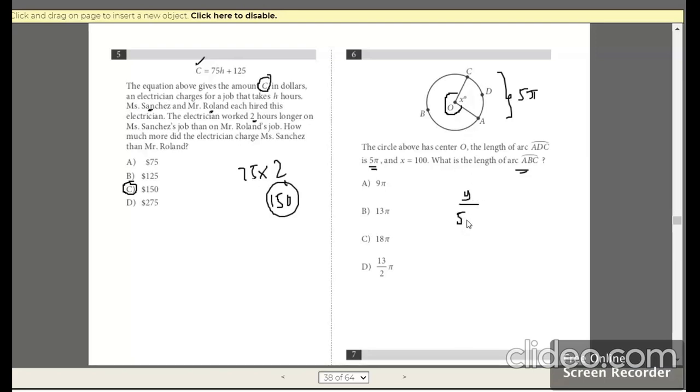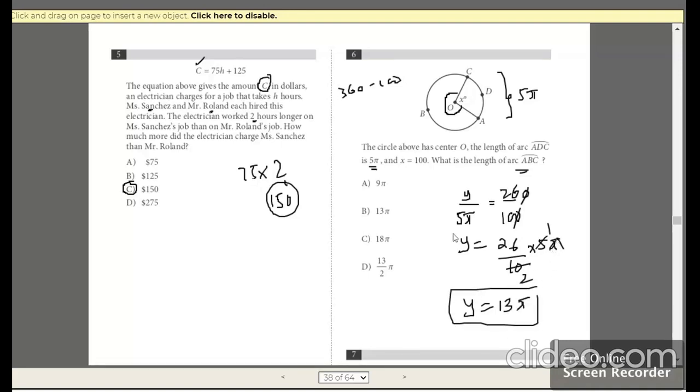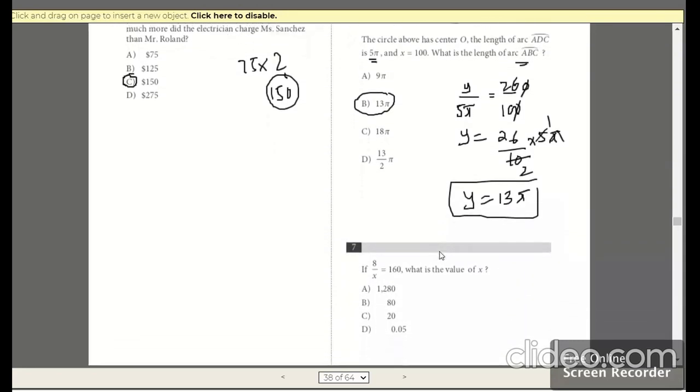So the ratio y by 5 pi will be exactly equal to this angle over what? 100 over what would be this angle? That is 360 minus 100, which is 260. Upon cancelling, it will give us y is equal to 26 over 10 into 5 pi. 5 times 1, 5 times 2, so y is equal to 26 halves, which is going to be 13 pi. So our answer is over here, bingo. So y is equal to 13 pi. The arc length ABC is nothing but 13 pi.